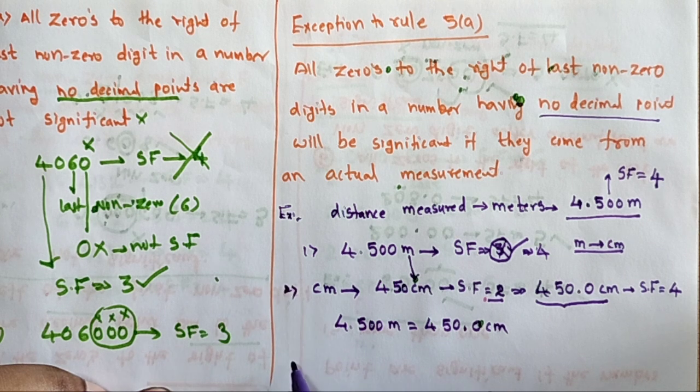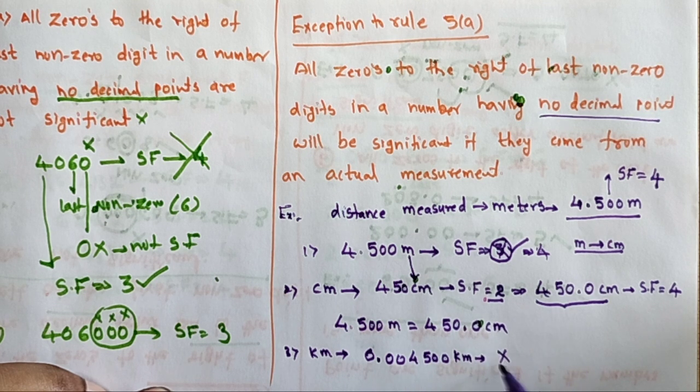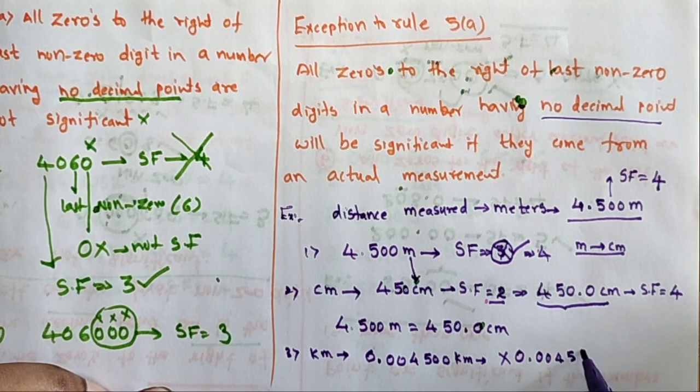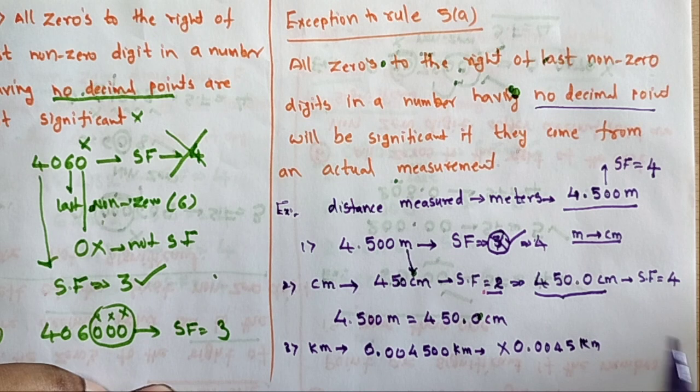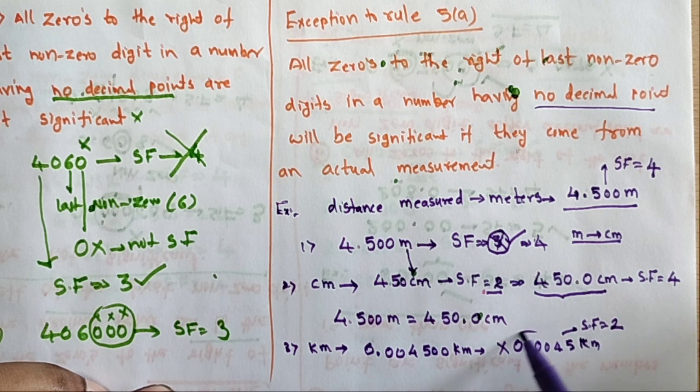So here, this is the second one. Suppose you are taking kilometers; similarly, we want to express the value in kilometers. So we have to write the result as 0.004500 kilometers. Don't write 0.0045 kilometer. If we write 0.0045 kilometer, what is the significant figure? The significant figure is 2, so this value will be wrong.